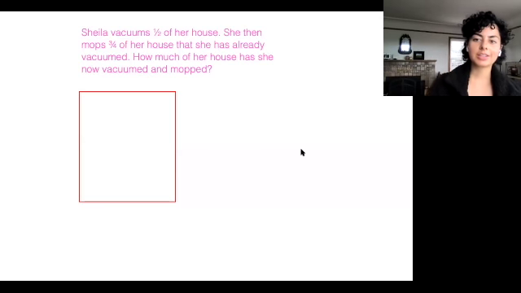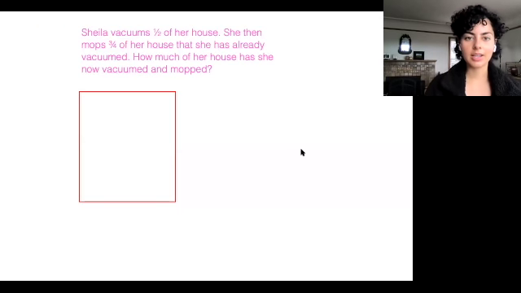All right, so to understand fraction multiplication, let's look at this story problem. Sheila vacuums half of her house. She then mops three-fourths of her house that she has already vacuumed. How much of her house has she now vacuumed and mopped?